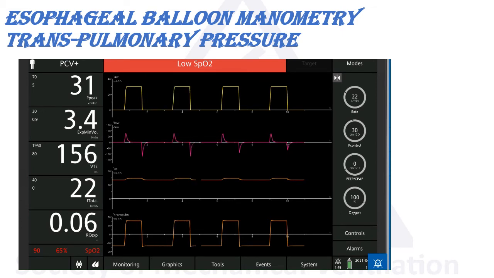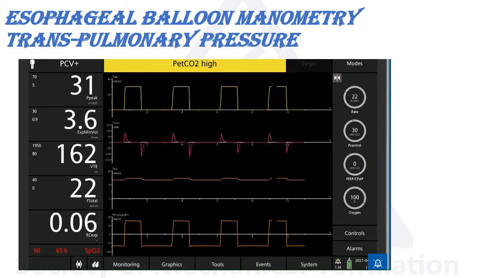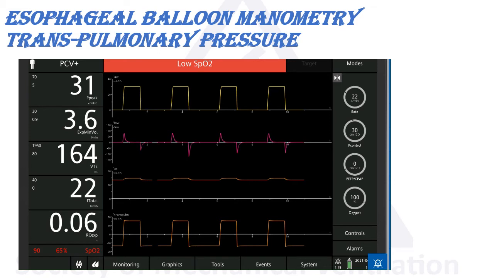Now we'll talk about the benefits of esophageal balloon manometry to calculate the transpulmonary pressure, both inspiratory and expiratory. It's probably one of my favorite ways of setting PEEP, and we're probably going to do another video specific for this at some point. So again, our same patient here with ARDS, as you can see, he's not doing too well. His oxygen saturation is 65, and tidal volume is very high.